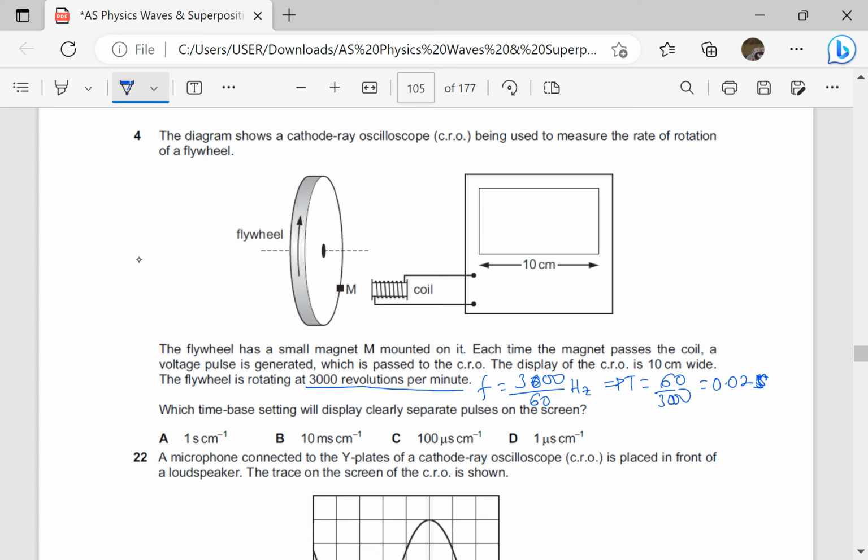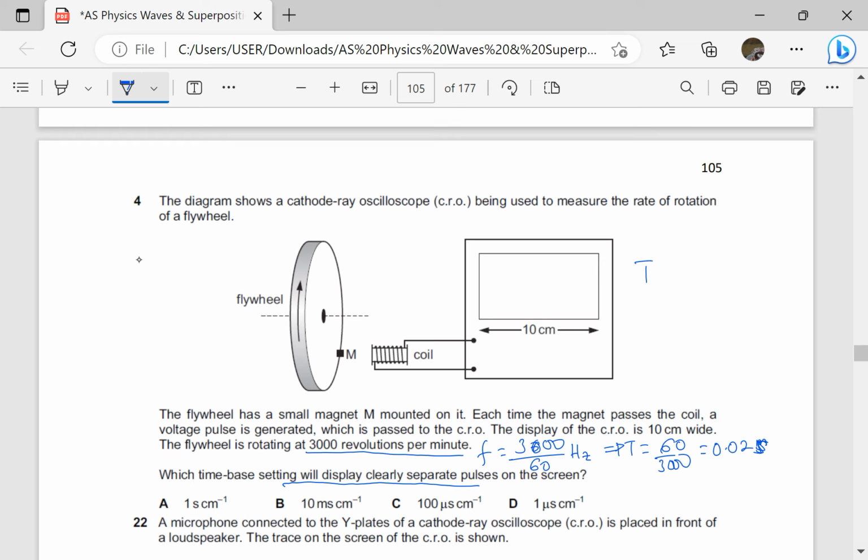So which time-base setting will display clearly separate pulses on the screen? This is the most important part. First of all, they should fit on the screen and they should be clearly separated. So we are just going to check every time-base setting here to see the separation that it gives. If the separation is reasonable and they can fit on the screen, then we can take it. So let's say the period between the pulses is equal to the distance between the pulses times the time-base setting. So we are going to always check for L.